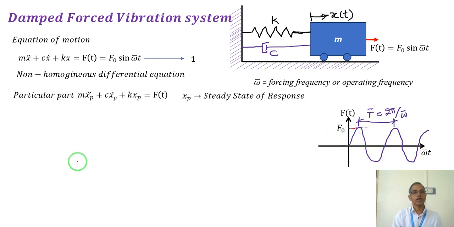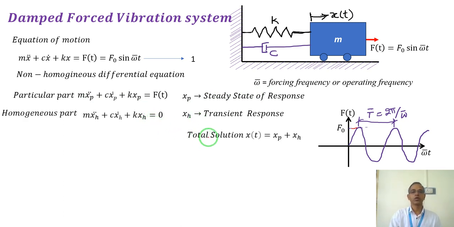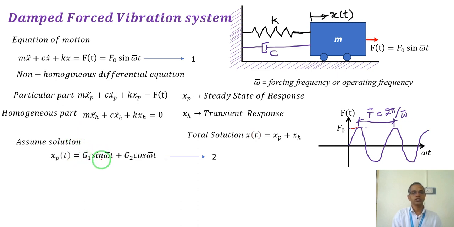Now again, because it is a non-homogeneous differential equation, it has two different parts of the solution: the particular part and the homogeneous part. The particular part gives the steady state response, and the homogeneous part gives the transient response. When we combine them, we get the total response. So the assumed response is G1 sin omega bar t plus G2 cos omega bar t, where G1 and G2 are constants. They are to be found by substituting this response into the differential equation.